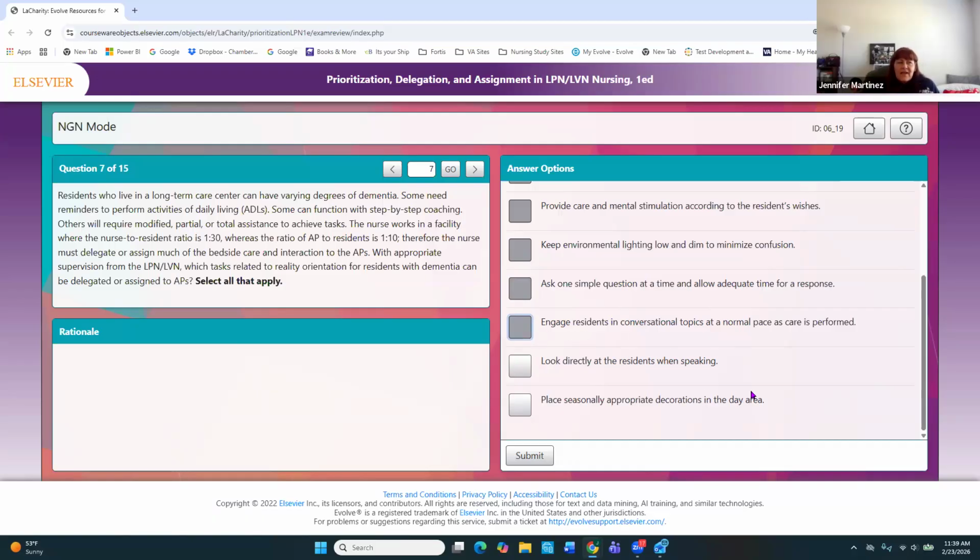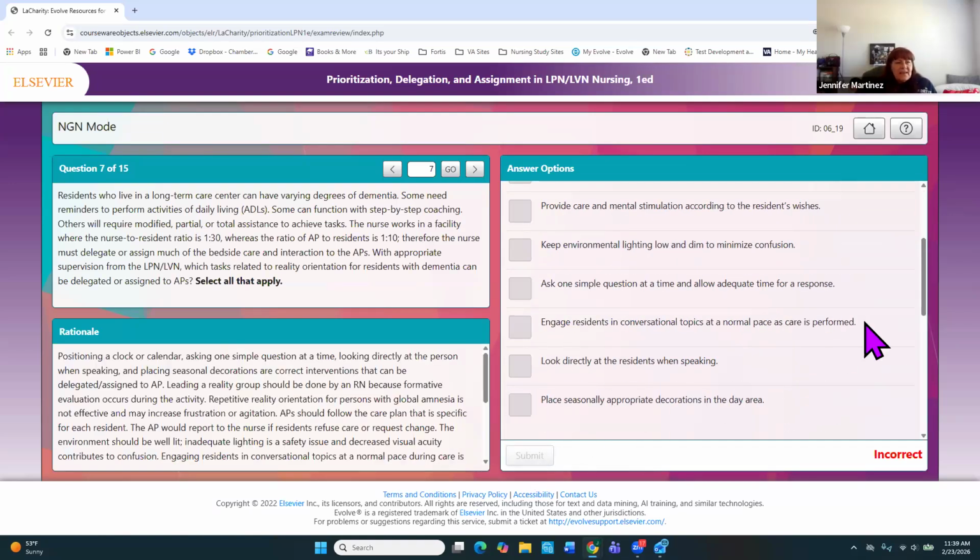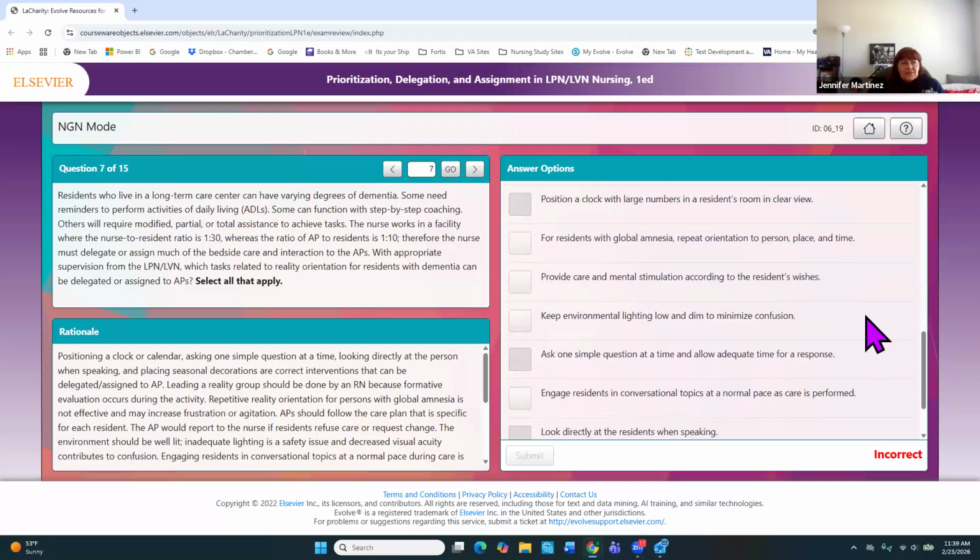Yes, no, yes, okay. Look directly at residents when speaking and place seasonally appropriate decorations in the day area. Yes. All right, so you selected all of them except for the reality group. So let's see. All right. So here, let's read the rationale.